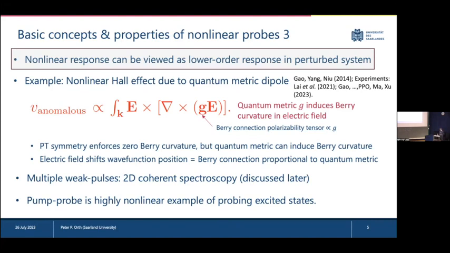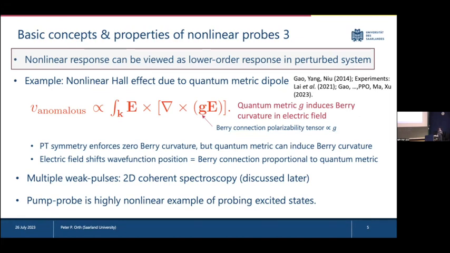And here the idea is if you have a system that obeys PT symmetry, the Berry curvature has to be exactly zero, but you could still have a quantum metric, and that quantum metric can induce a Berry curvature in an applied electric field. Meaning if you apply an electric field, you can think of shifting the Fermi surface a little bit, and then that can induce a Berry connection, and the corresponding proportionality is this Berry connection polarizability, which is proportional to the quantum metric dipole. And once you have an induced Berry connection in an electric field, that can then give rise to an anomalous response in another electric field if you want.